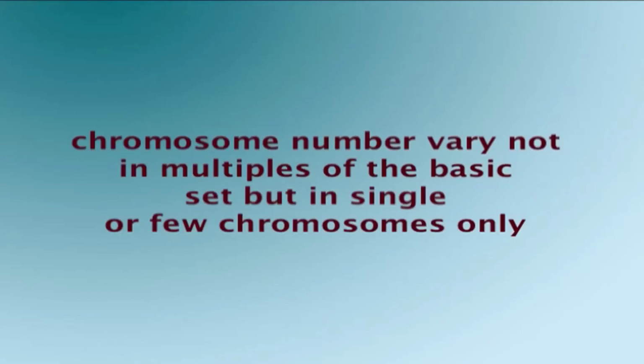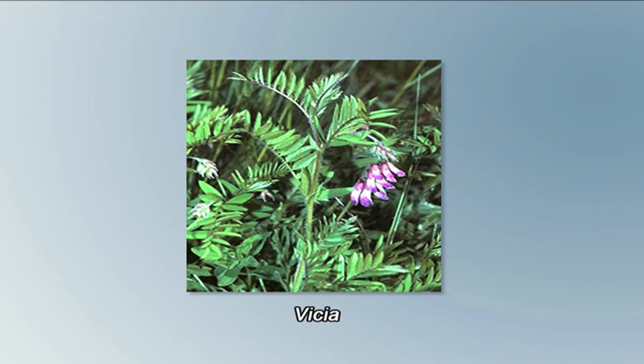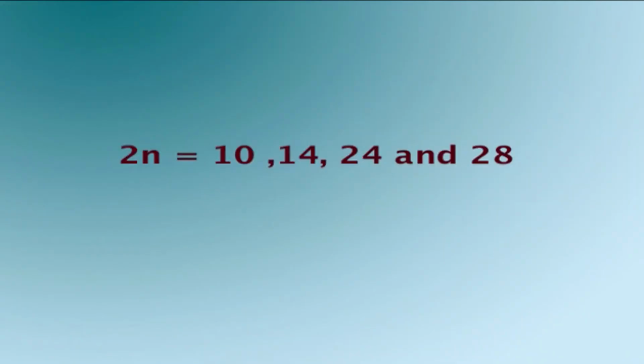The type of polyploidy referred to hitherto is known as euploidy, but aneuploidy, where chromosome numbers vary not in multiples of the basic set but in single or few chromosomes only, is also common. In the genus Vicia, there are chromosome numbers of 2n = 10, 14, 24 and 28, obviously consisting of aneuploids clustered around the diploid and tetraploid levels.